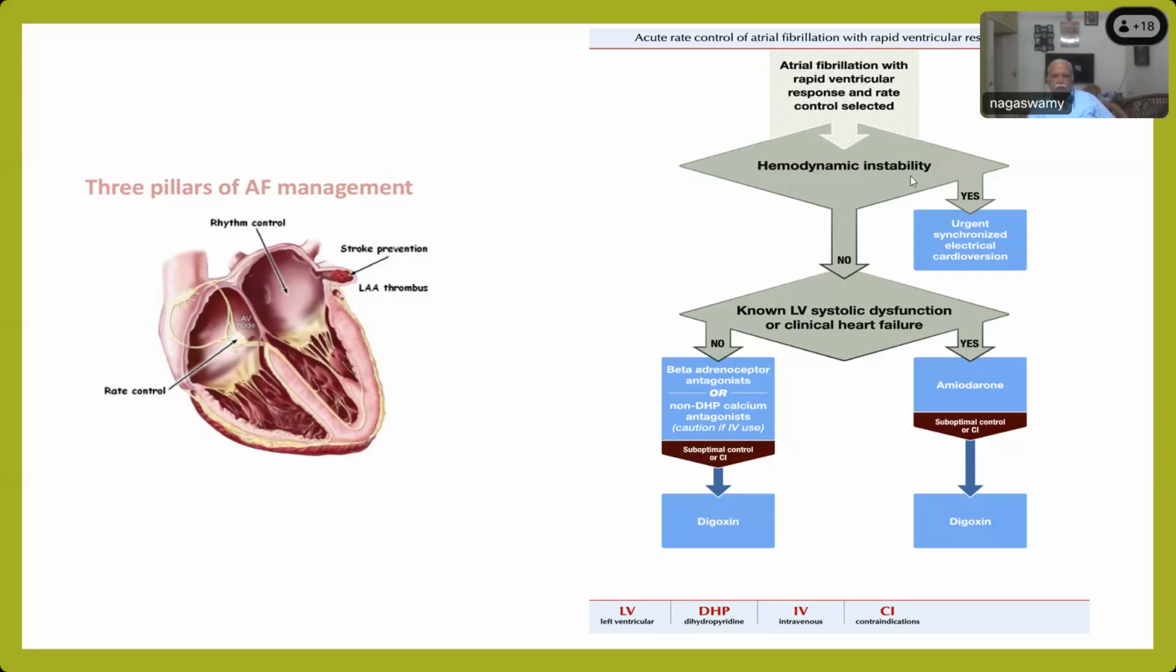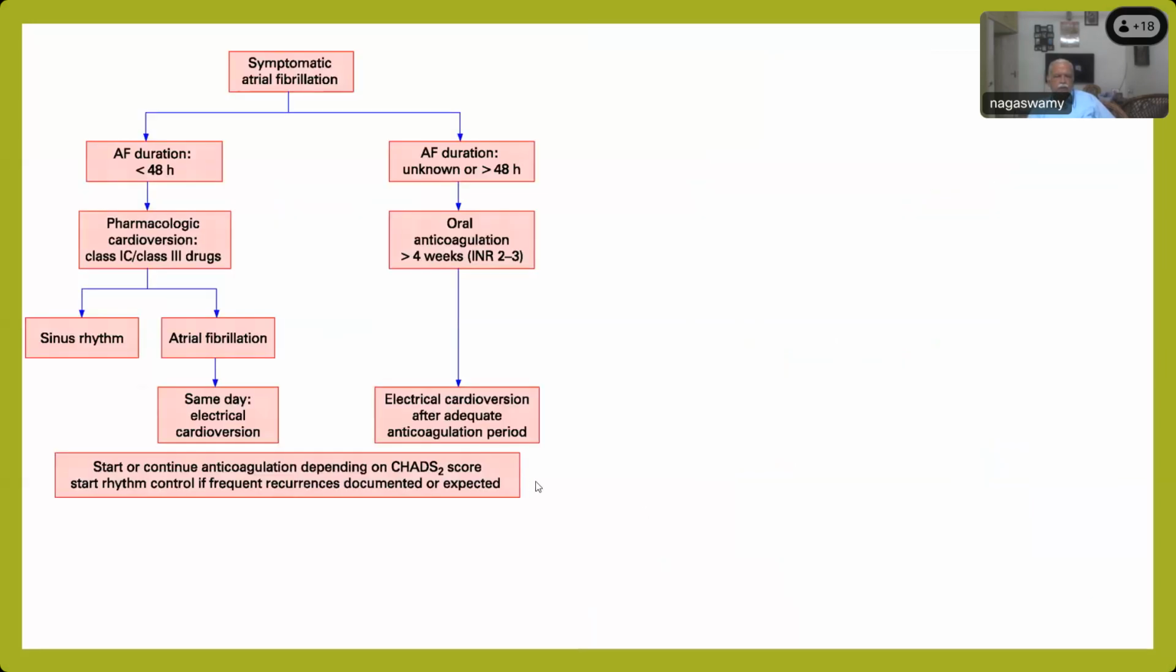Is there hemodynamic instability? If it is present, you straight away go for synchronized cardioversion. But if the patient is hemodynamically normal with known LV systolic dysfunction, then you go for amiodarone. But if they don't have LV systolic dysfunction, then you can go for a beta blocker, that is esmolol or metoprolol, and you can also try diltiazem or verapamil. And if both these things do not succeed, then you go for digoxin ultimately. Digoxin is very rarely used here.